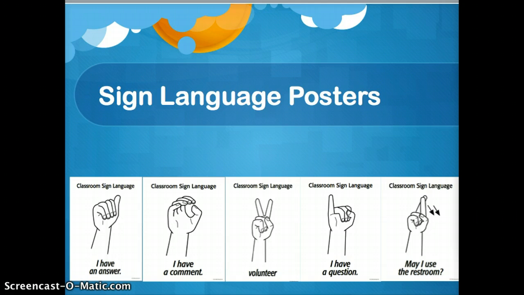To help my students learn the signs, I display these mini posters in my classroom. The students use these hand signals to show if they have an answer, if they have a comment, if they want to be a volunteer, if they have a question, or if they need to use the restroom.